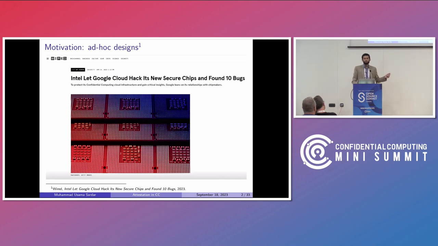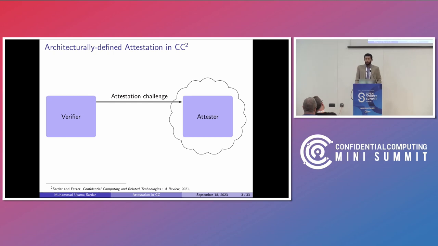And that's what one of the news items reported: Intel let Google hack its trusted execution environment, that is Intel TDX, one of the upcoming solutions from Intel. And they found 10 bugs, which were ranked among the highest ones, highly vulnerable. And I want to specifically focus, as in the title, on one of the critical mechanisms, which is the attestation mechanism, which is, I would argue, the most important guarantee that is brought back to the user. Without attestation, one cannot really imagine confidential computing. It's one of the most important building blocks of confidential computing.